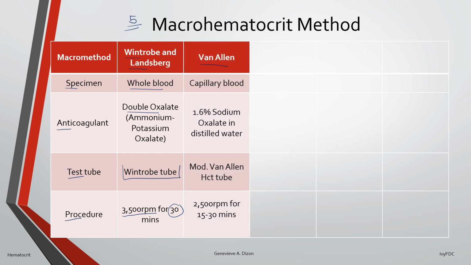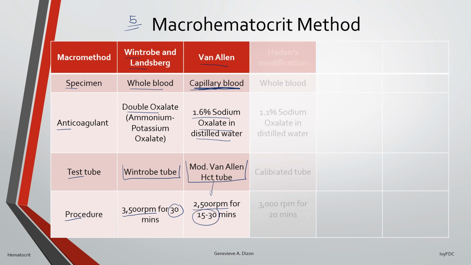This method uses capillary blood instead of whole blood. Anticoagulant to be used is 1.6% sodium oxalate, which is in distilled water. The test tube for this method is called the modified Van Allen hematocrit test tube. The procedure is to centrifuge this test tube at 2,500 RPM for 15 to 30 minutes.